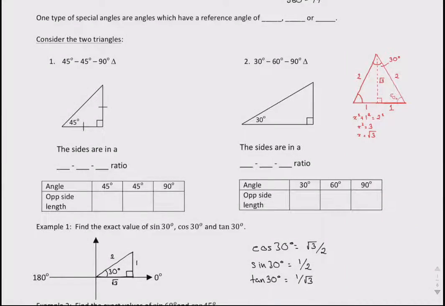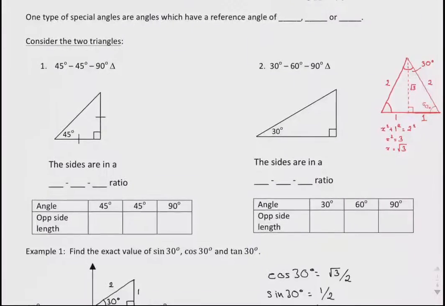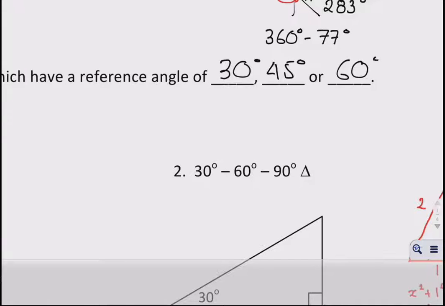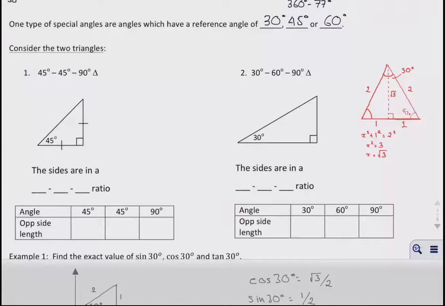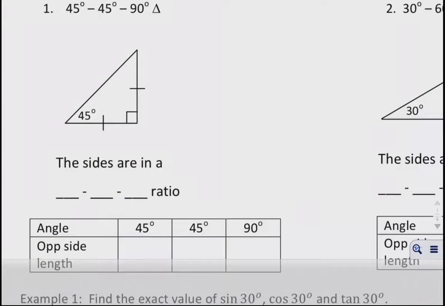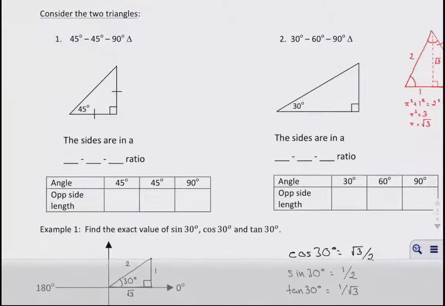So let's get started with the lesson. Okay, the angles that we're talking about for today are specifically, and you'll see why these angles have been stated, 30 degrees, 45 degrees, and 60 degrees. So I want to begin by just exploring the triangles that we have in front of us. So in triangle number 1, this is an isosceles triangle.